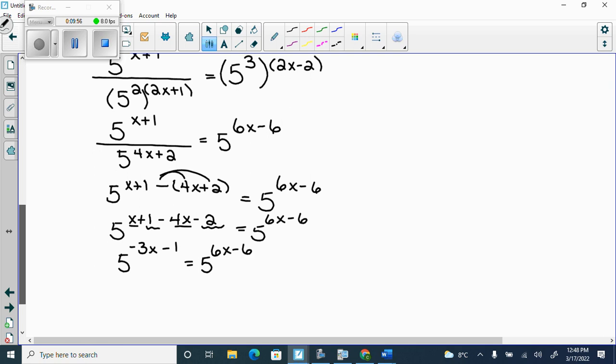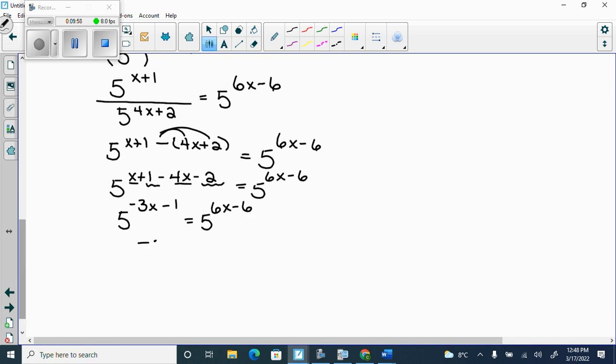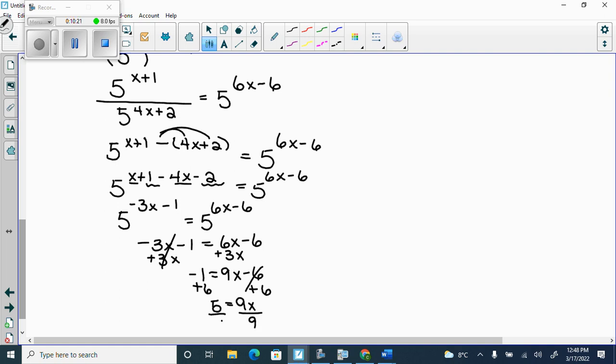And now that I have the same base, I can set the exponents equal. So I get negative 3x minus 1 equals 6x minus 6. Add 3x. Negative 1 equals 9x minus 6. Add 6. 5 equals 9x. Divide by 9. X equals 5/9.